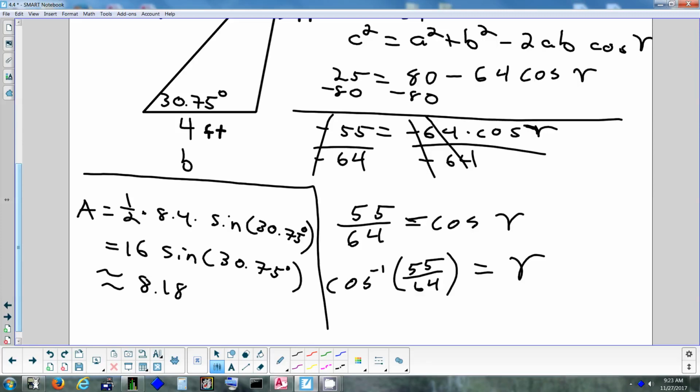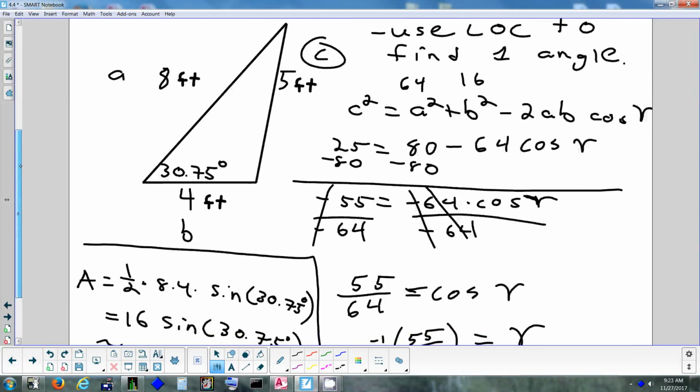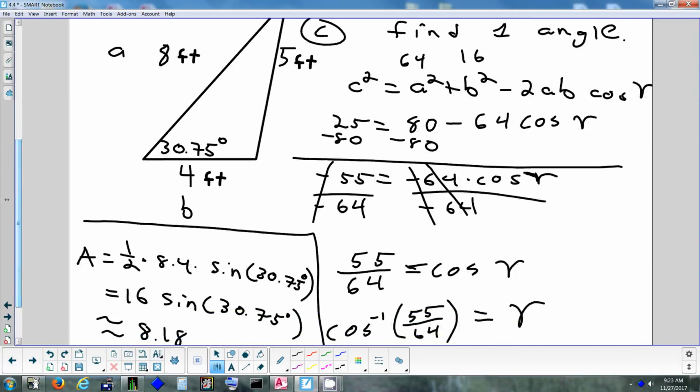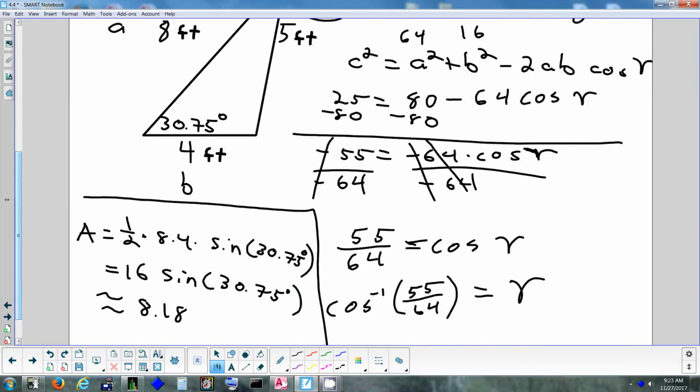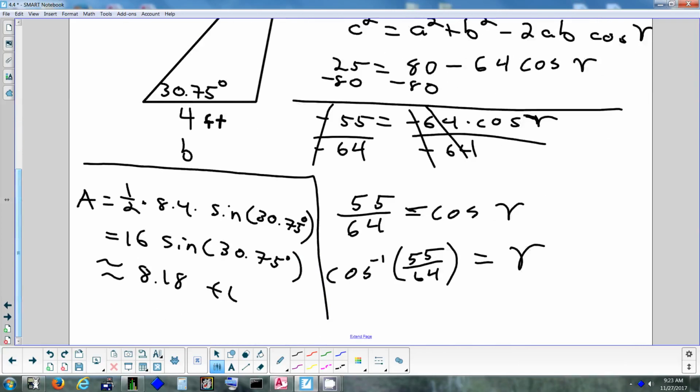Good. Let's go back up. All right, looking at the way the side lengths were measured, Zach, can you tell me what I should label that? 8.18? Yep. So that's square footage. 8.18 square feet. Okay, any question on that one?